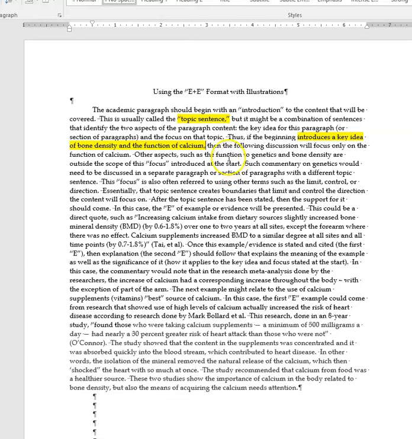So if we were going to talk about other things such as genetics and bone density, that would have to come in a different section or in a different paragraph that would have its own topic sentence for the key idea.